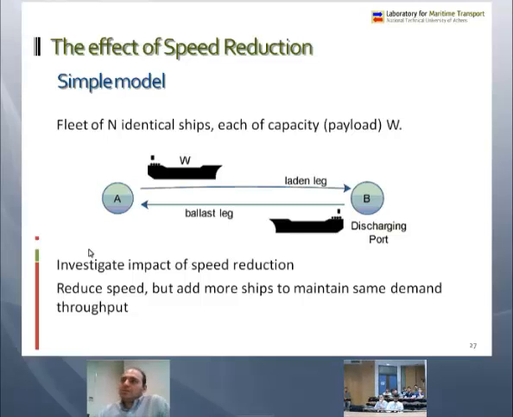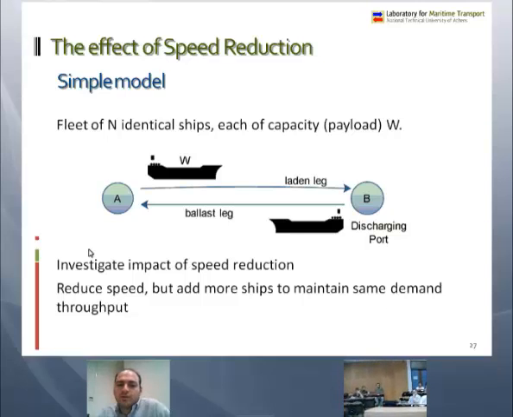Actually, in some cases, we can see this in the liner container market. So let's suppose we have a company that has a fleet of n vessels, and we want to investigate the impact of speed reduction. By reducing speed, we add more ships to maintain the same demand.